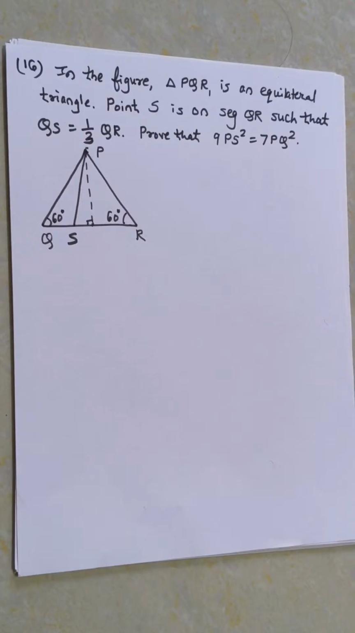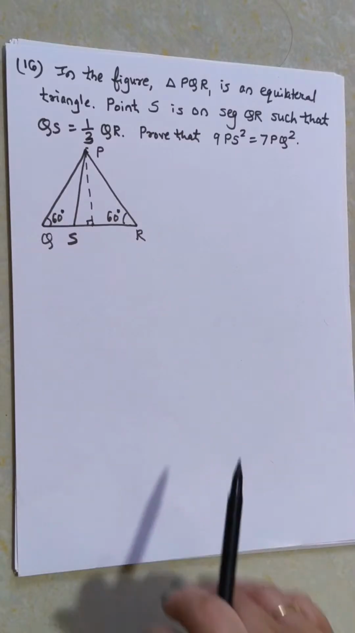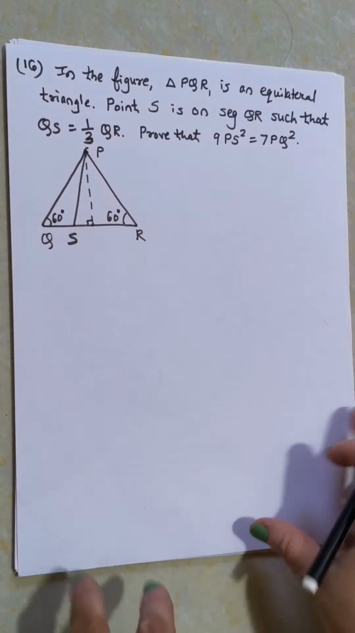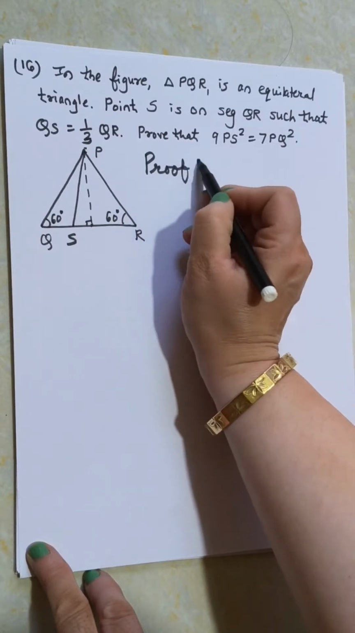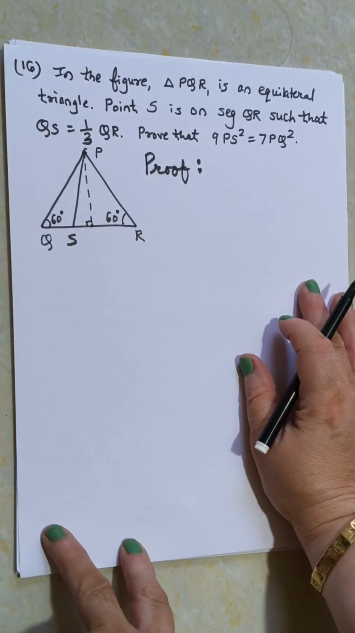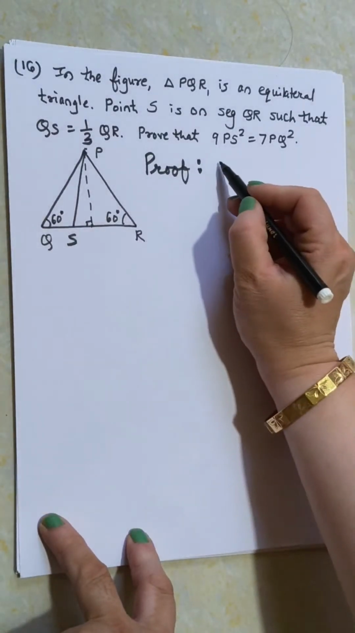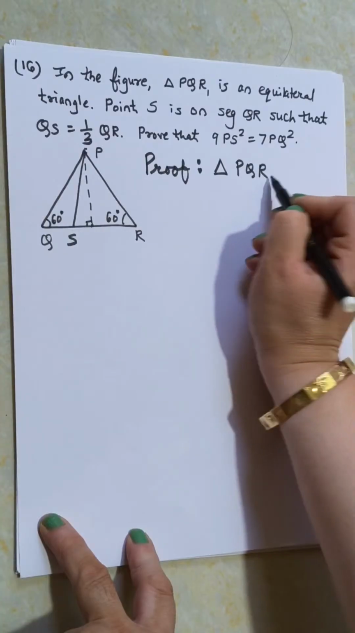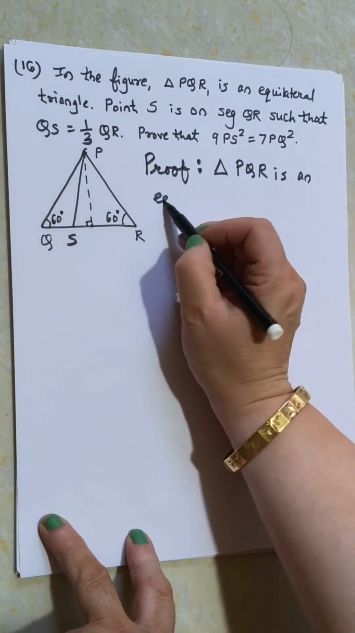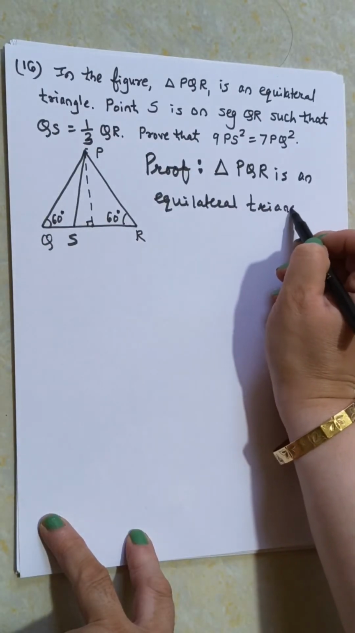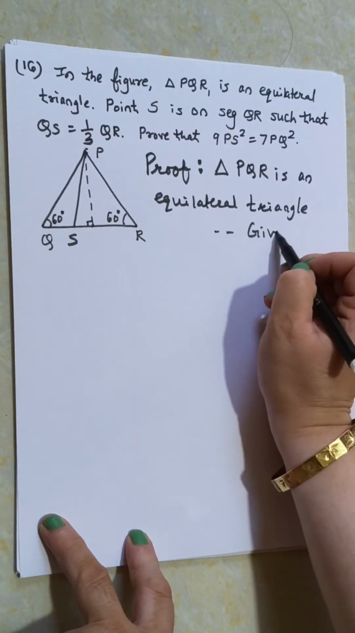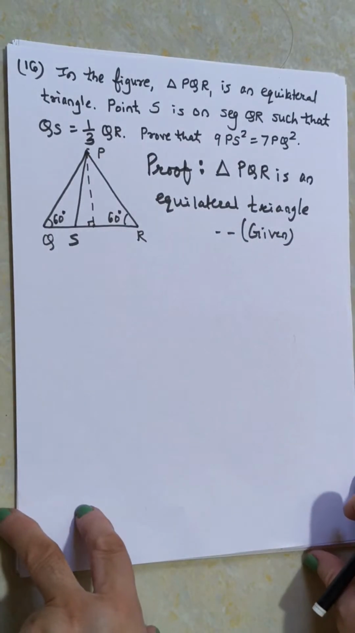So first of all, what I am going to do, I am going to prove that this triangle PQT is a 30, 60, 90 degree triangle. So first let us start from given. And what is given here? So let's start the proof. So what is given? That triangle PQR is an equilateral triangle. So first statement, let us write triangle PQR is an equilateral triangle. And that is given. Now already you know equilateral triangle.